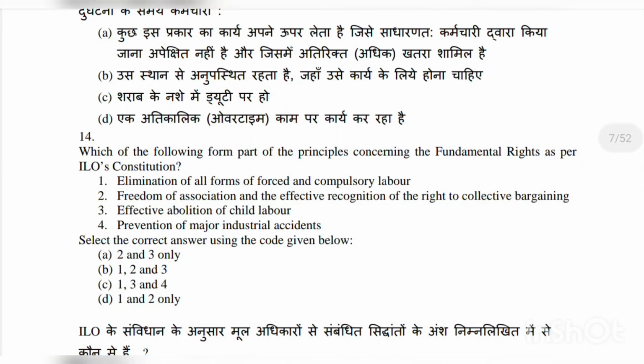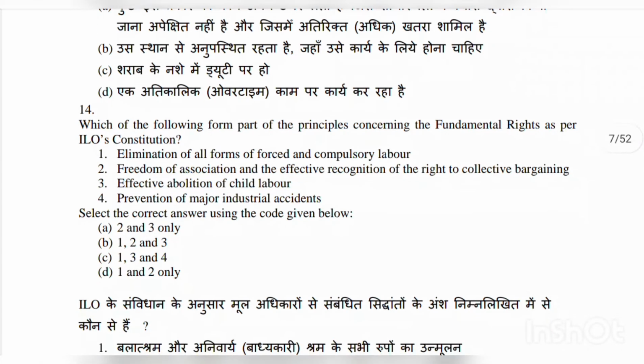Question number 14, which of the following form part of the principles concerning the fundamental rights as per the ILO's constitution? The answer is B. First, the elimination of all forms of forced and compulsory labour. Second, freedom of association and effective recognition of the right to collective bargaining. Third, the effective abolition of child labour. All are correct statements.